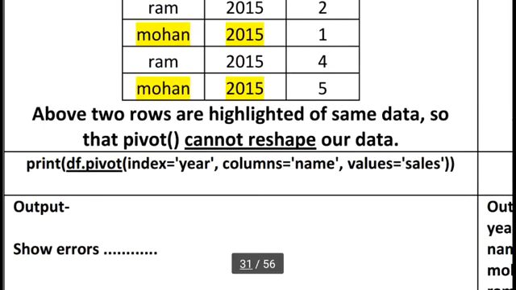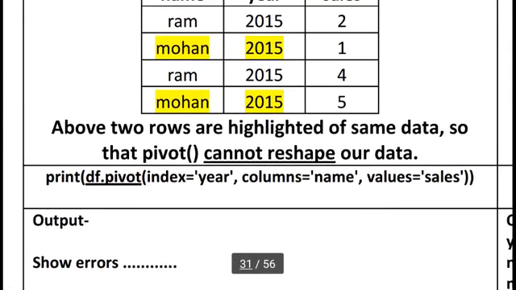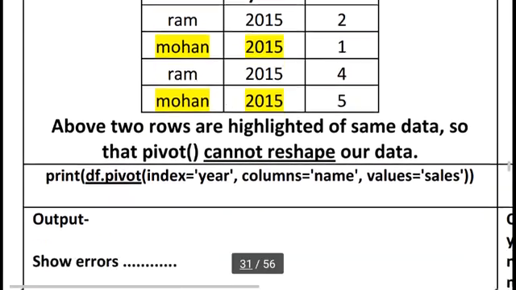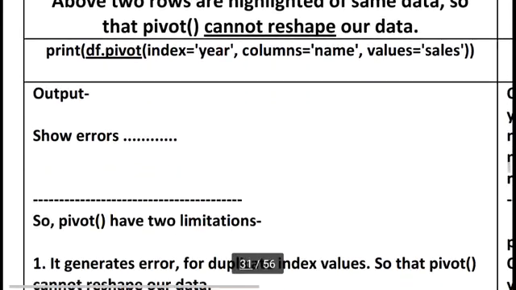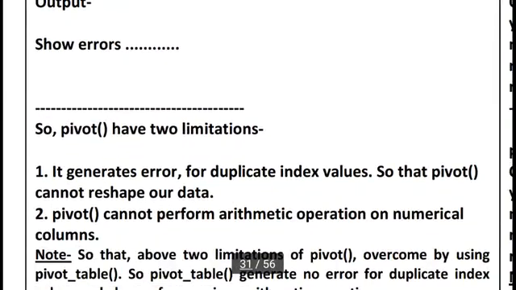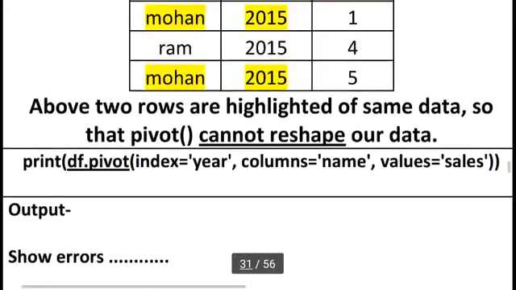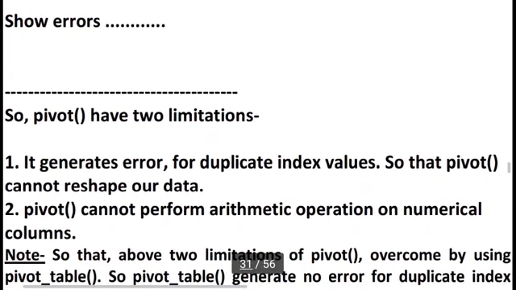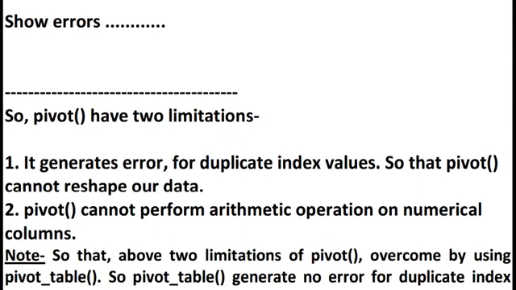You can see here I am putting index year, columns name and values, but when we use the pivot function it shows errors, because Mohan 2015, Mohan 2015 the same data is available. So the pivot function has limitations. You can see the pivot function has two limitations. It generates an error for duplicate index values. Duplicate index means Mohan 2015 and Mohan 2015 again. So pivot cannot reshape our data. Pivot cannot perform arithmetic operations, means sum, max, mean, pivot does not perform these.